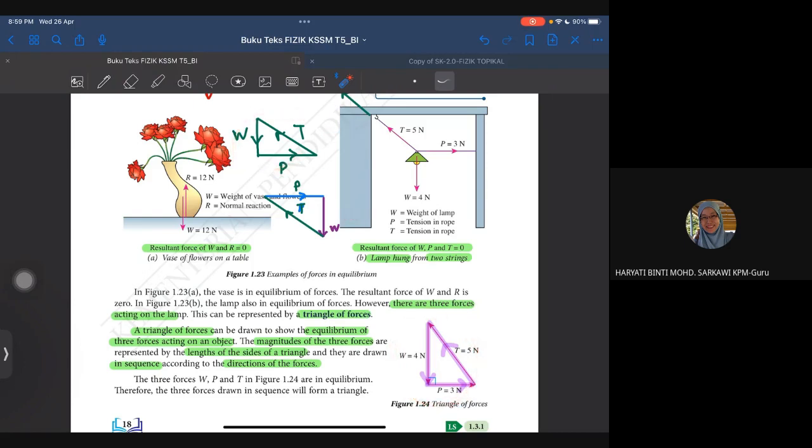So it is up to you to start with any side of force. As long as the second one you draw behind the first one, the third one you draw behind the second one, you will get the correct triangle of forces diagram. So this one okay or not? Boleh faham? Can understand or not?